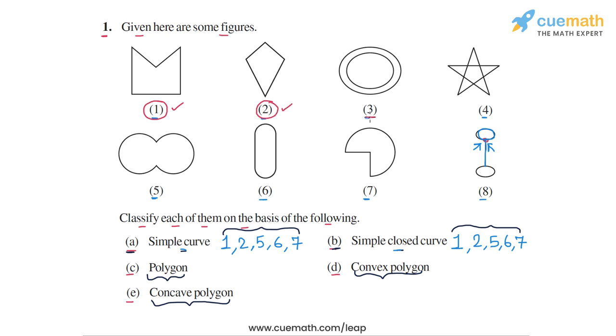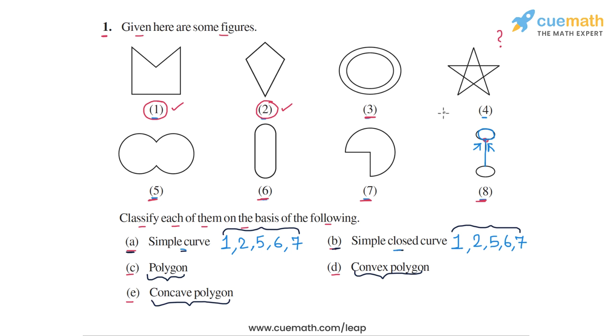But we see that figures 3, 5, 6, 7 and 8, these are not polygons because they are not made up of line segments. But what about figure 4? What can you say about figure 4? It's a curve, it's a closed curve, it's made up of only line segments. So should it be a polygon or not?